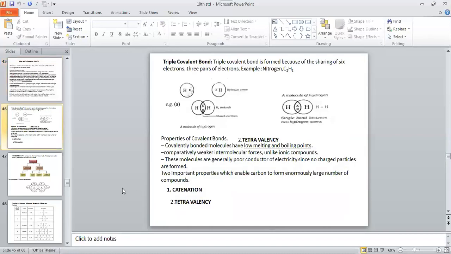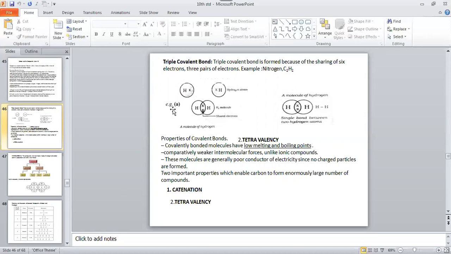Then next is triple covalent bond. A triple covalent bond is formed because of sharing of 6 electrons, that is 3 pairs of electrons. Examples are nitrogen and ethyne.